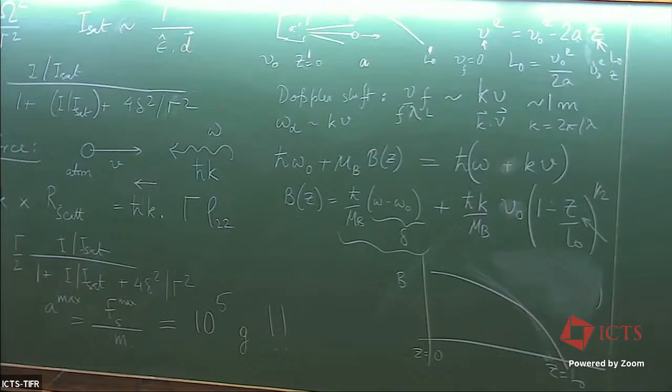You have to devise a way to make this, and you can do this with solenoids. You have solenoids with different windings, and therefore you can make a magnetic field like that and cool your atoms and slow your atoms down.